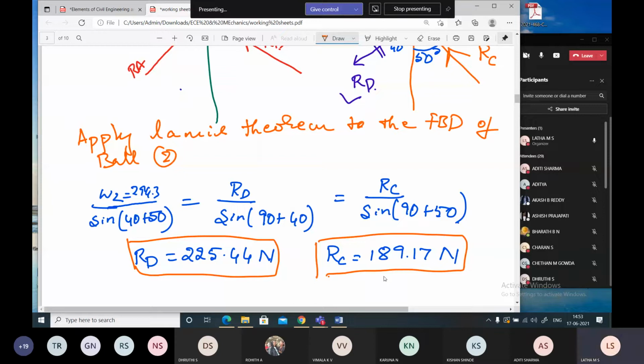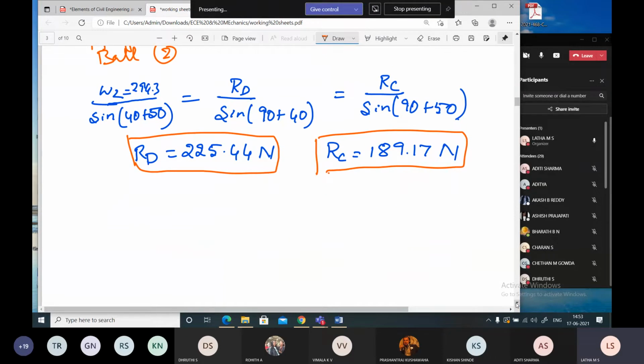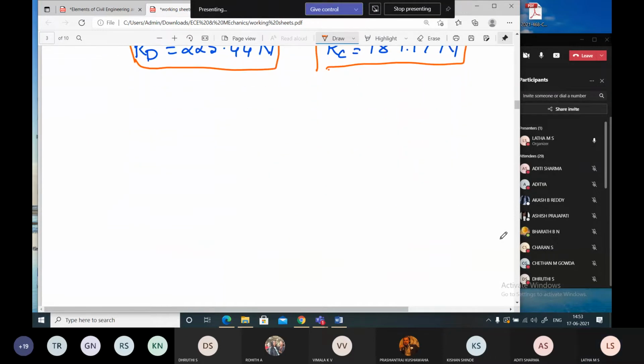Next, what is the next step? Everyone got the same answers? Yes, ma'am. Very good. Now proceed with the next step. What is the next step? The free body diagram of the first ball. Yes, ball 1.